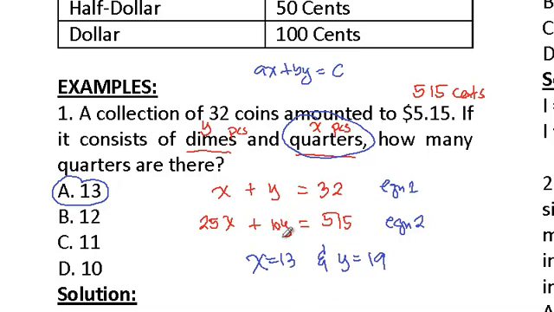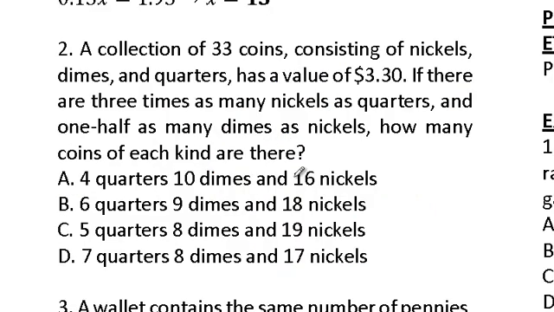Two equations, two unknowns. Okay, let's have this problem two. A collection of 33 coins consisting of nickels, dimes, and quarters has a value of 3.30. If there are three times as many nickels as quarters and one half as many dimes as nickels, how many coins of each kind are there?